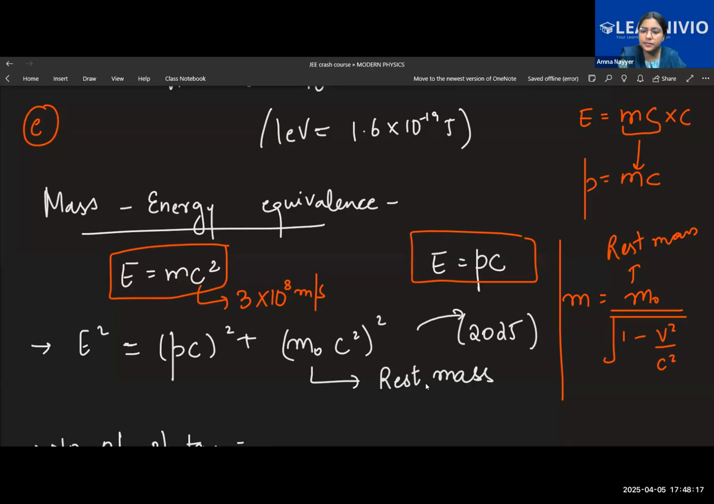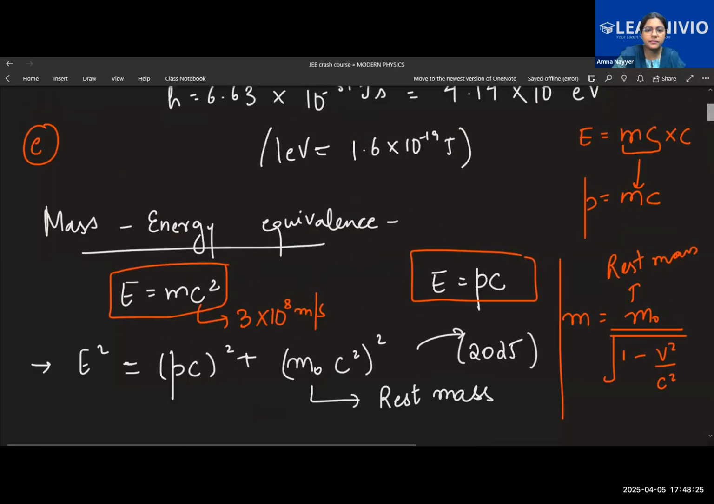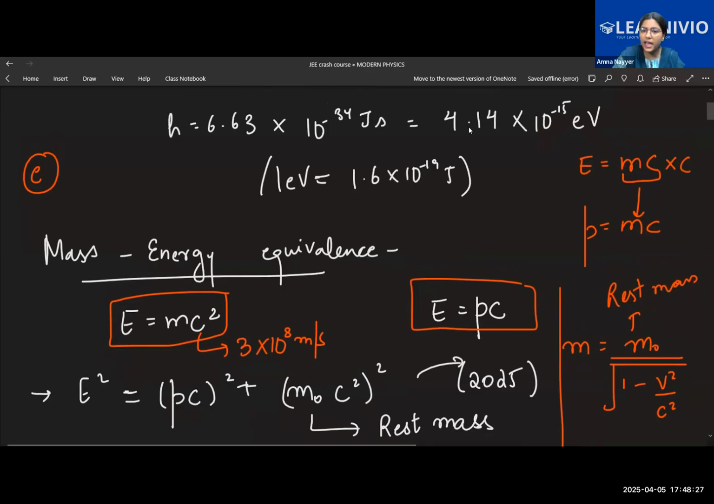So is it clear? Yes, ma'am. This is something extra. So just write down the value of Planck's constant in your notes, though I'll share the notes, just for the numericals that we discuss.